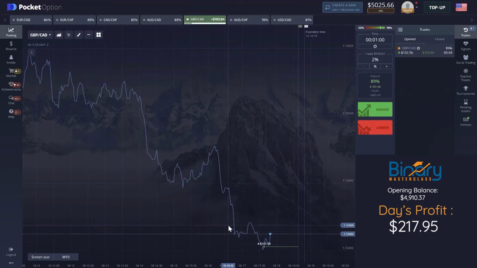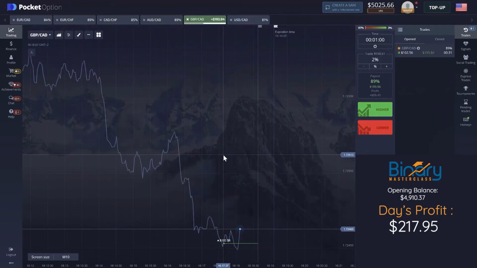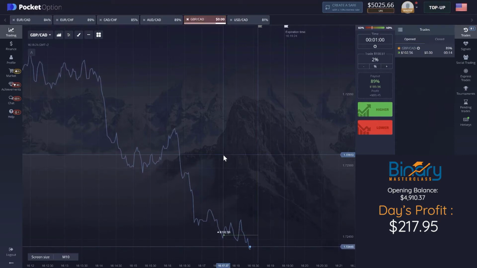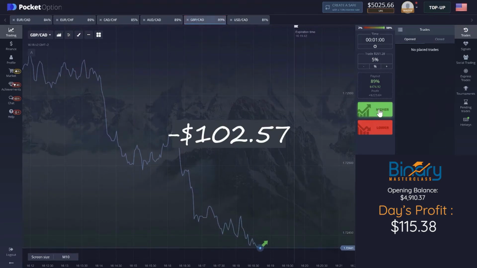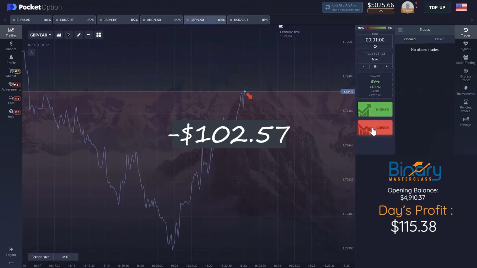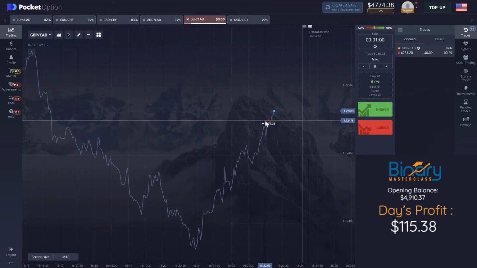Take a first entry call again on pound CAD as it moves down to the next level of support. And we're also looking around at other trade possibilities. This trade is breaking through the support area and will likely require a second entry, so we get that second lined up. And we actually take that on a different currency pair as a put.